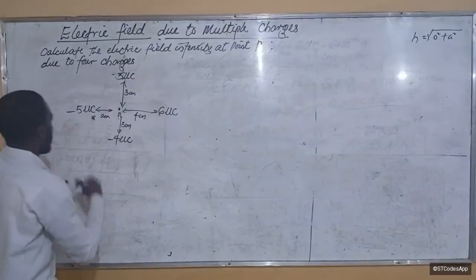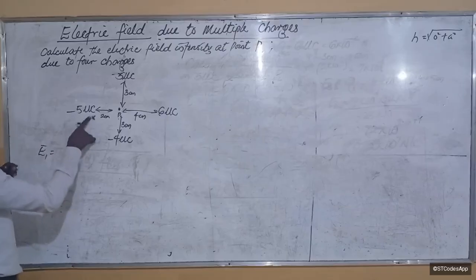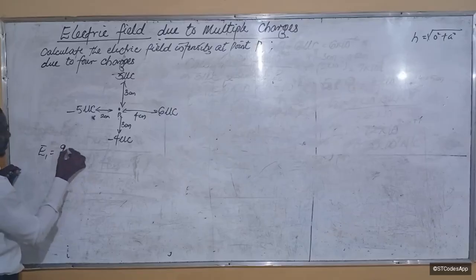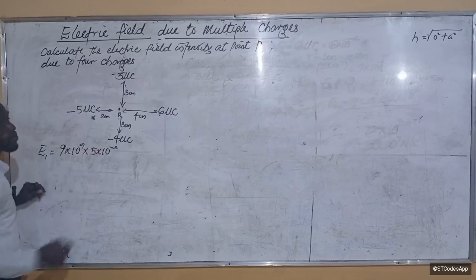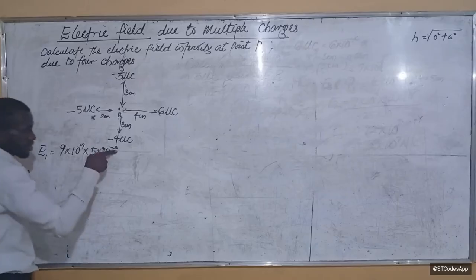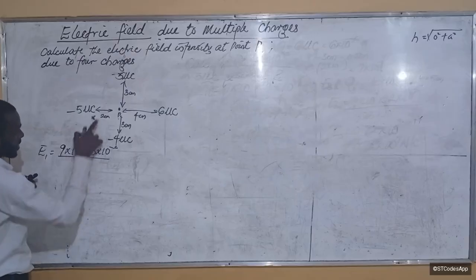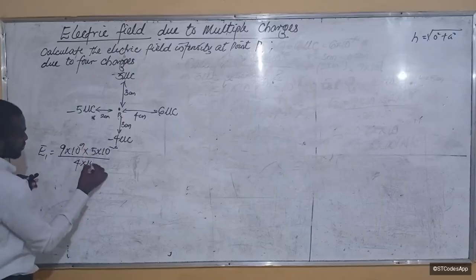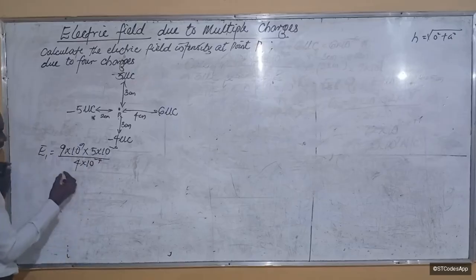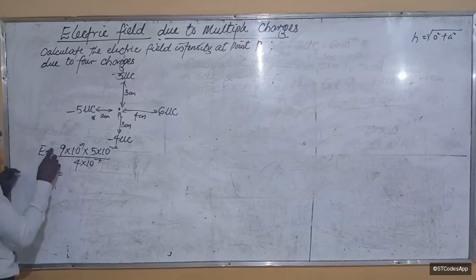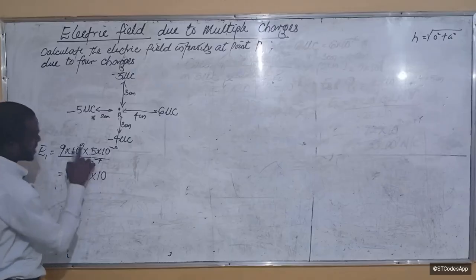E1, E2, E3, E4. So E1 will be equal to KQ1 over R squared over this distance. That will be K, which is 9 times 10 to the power 9, times Q, which is 5 times 10 to the power minus 6 micro. Take note, make sure it is micro before you use 10 to the power minus 6. All over, the distance is this, convert to meter and square it, gives 4 times 10 to the power minus 4. I think we did something like this before. It gave us 11.25 times 10 to the power 9 minus 6.